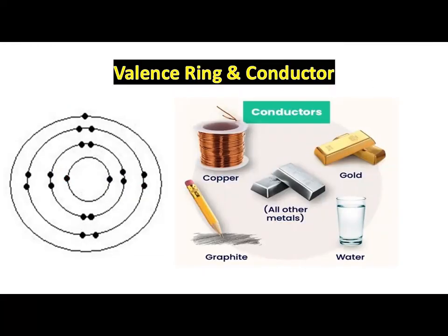The outer orbit on an atom is called the valence ring. The number of electrons on the valence ring determines the electrical characteristics of the element. If the valence ring has 1, 2, or 3 electrons, the element is classified as a good conductor because the electrons on the valence ring move easily from one atom to another. Good examples of conductors are copper, gold, water, graphite, and all other metals.